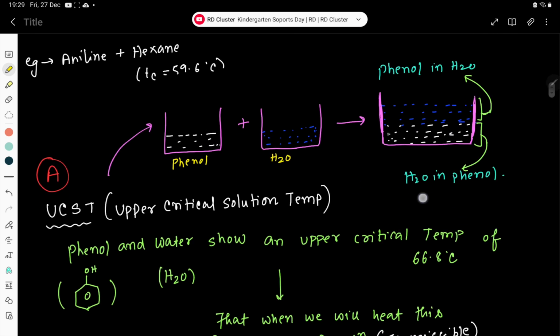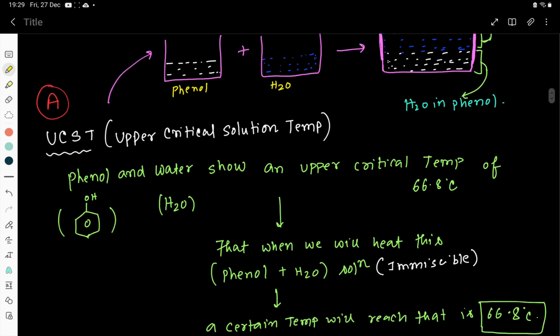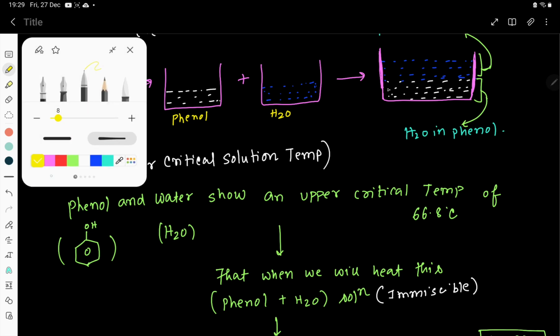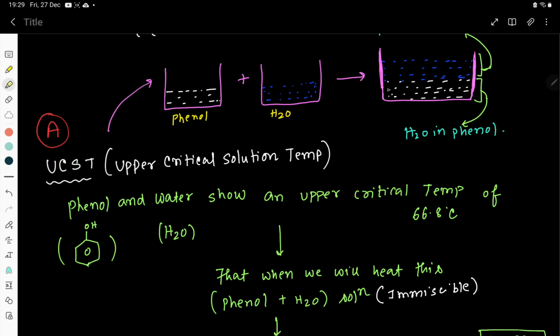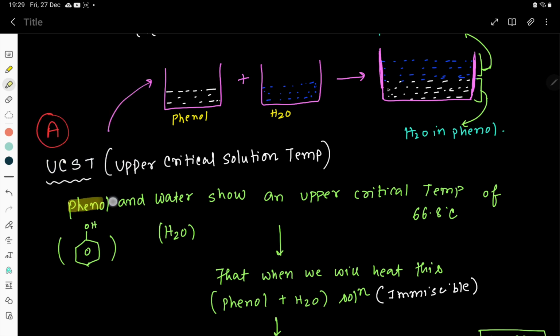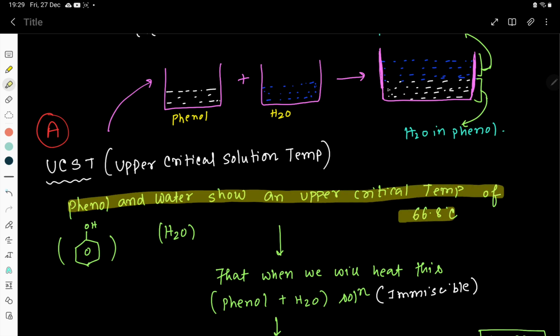Okay, so I'm coming directly into UCST, that is upper critical solution temperature, and we will be focusing on the example that is phenol plus water. So phenol in water shows an upper critical temperature of 66.8 degrees Celsius.